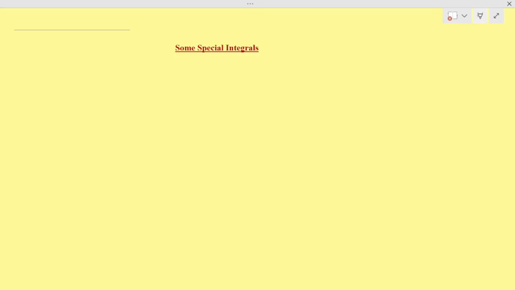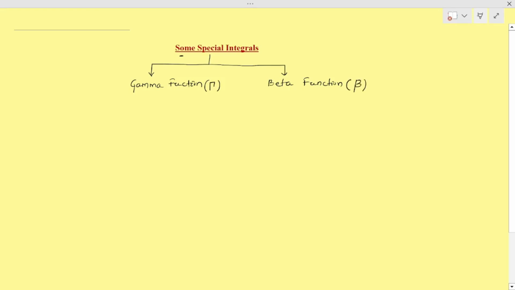Okay, hello everyone. From this video, I am going to start a new lecture series based upon some special integrals. Basically in this video lecture, we are going to discuss two special integrals. One is your gamma function and beta function. Gamma function is represented by this symbol and beta function is represented by this symbol.